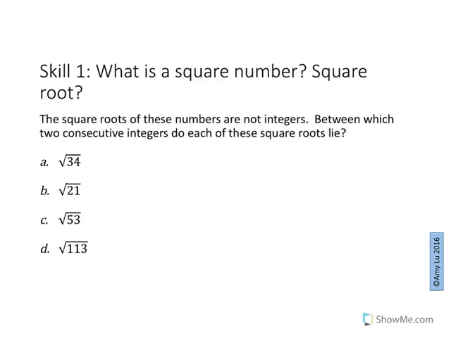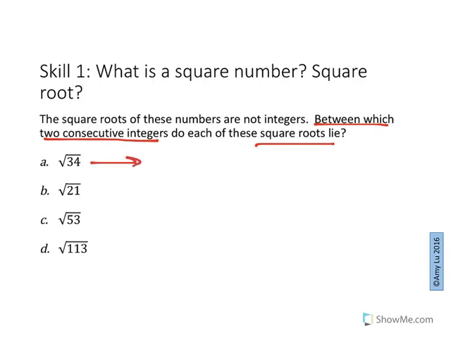Now in this example, we talk about working with square roots of numbers that are not perfect integers. Integers are usually numbers that have no decimal in them. Now, they could be negative and positive. In these cases, they have a decimal in them. So we want to estimate approximately what is the square root of these numbers here. So between which 2 consecutive integers, meaning back to back, do each of these square roots lie?